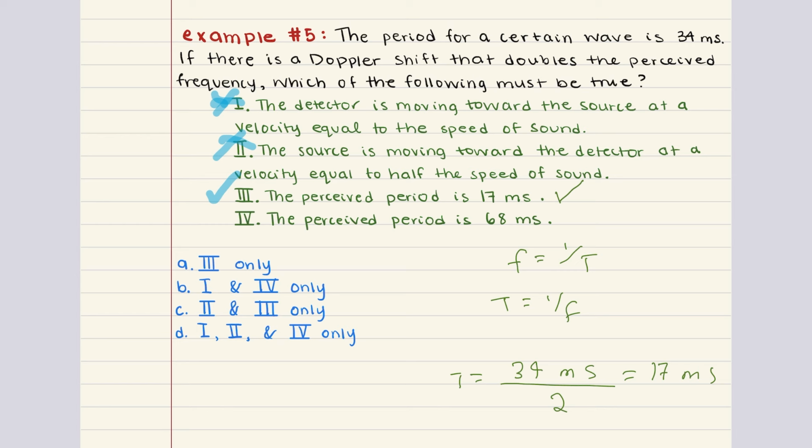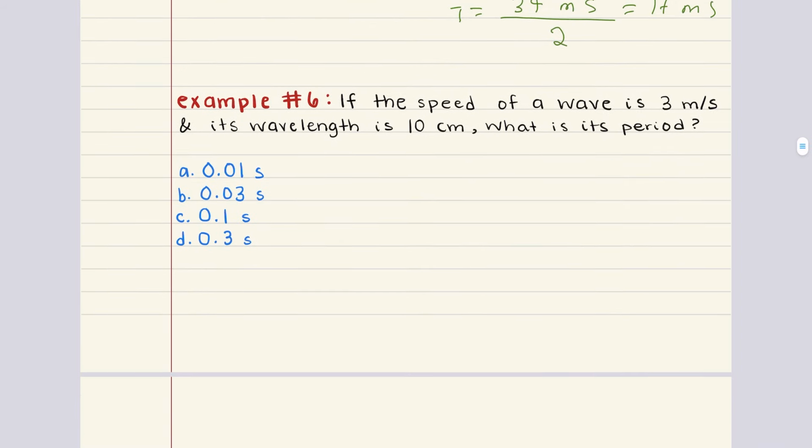Statement 4 says that the perceived period is 68 milliseconds. We've already calculated that the perceived period is equal to 17 milliseconds, not 68. So statement 4 is incorrect. The only statement that is true is statement 3. So the correct answer to problem 5 is answer choice A. Beautiful. Let's move on to problem 6.